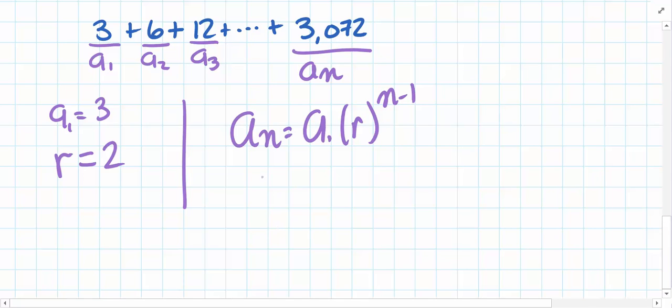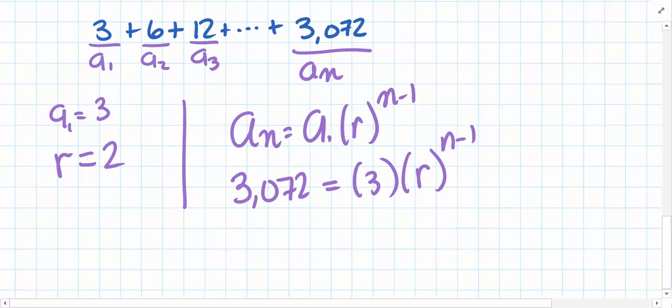Okay. Oh, I know this. I know 3072 has to be the first term, which is 3, times the ratio, which is what I want, to the n minus 1. I mean, 2. Oh, yeah, I have the ratio. Good. Let's plug that in. 2. Okay? So I have everything except for the n, which is the thing that I want, because I want to know how many terms are in the sequence.